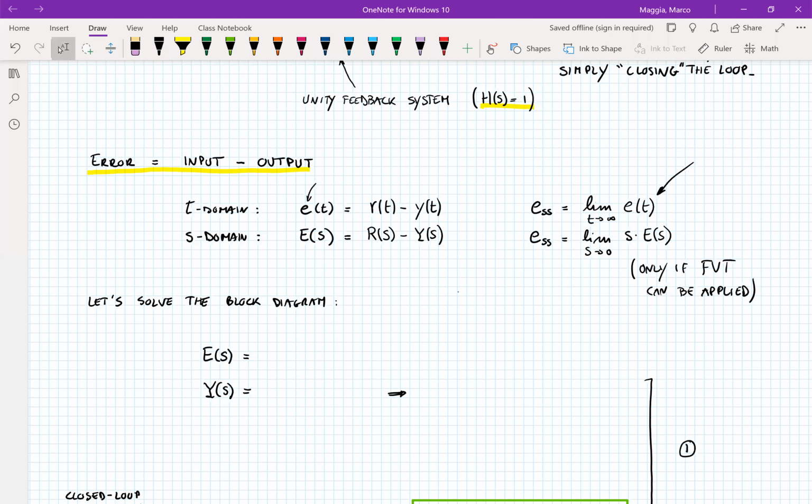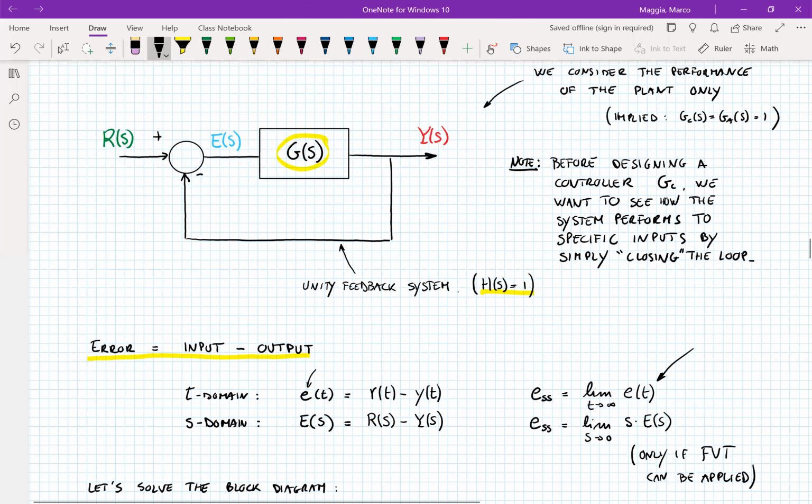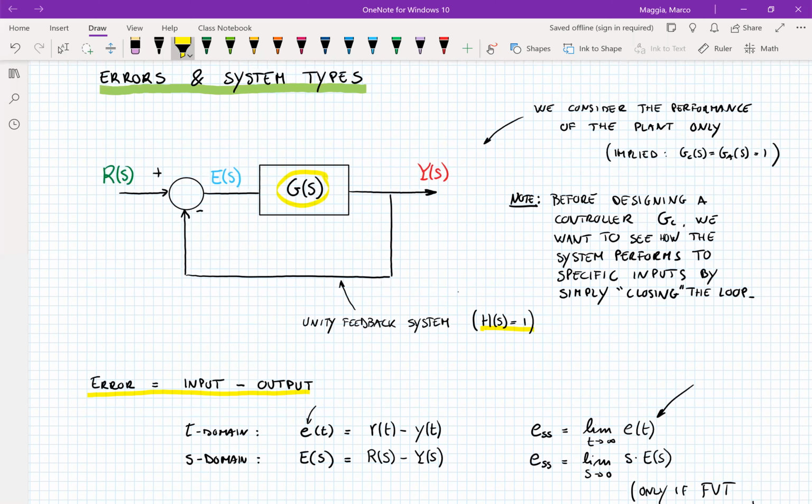So E of s, well, we can do it using the rules that we saw last time. So we have one sum junction and we name the signal after the sum junction. Then we go backwards, and E of s, using the sum junction, is equal to R plus R minus, and we go backwards until we hit the signal that we know. And the signal is Y of s.